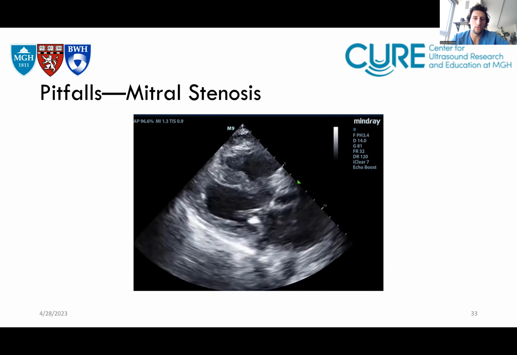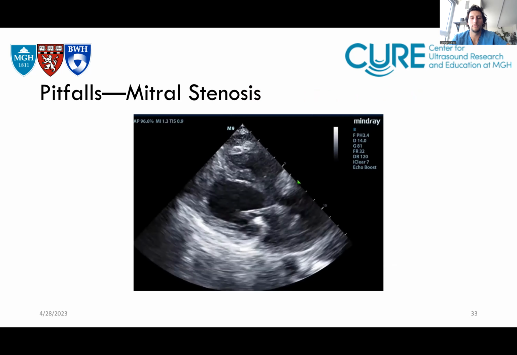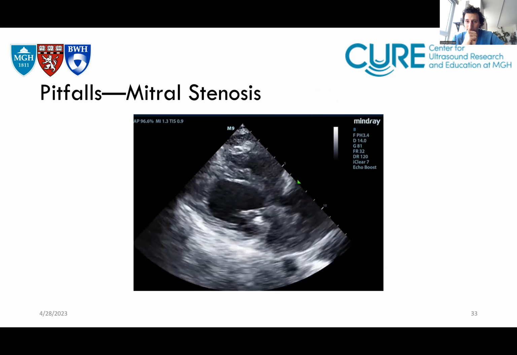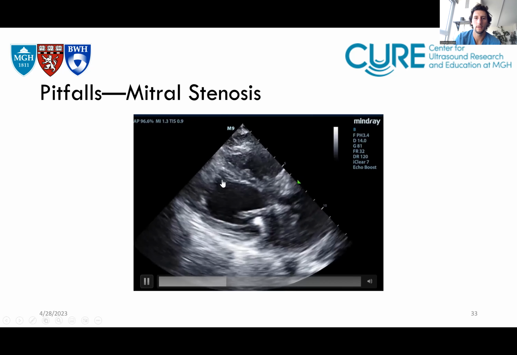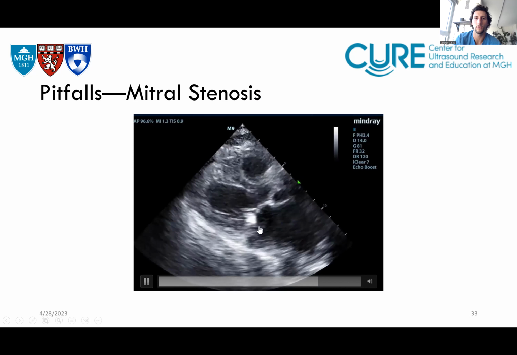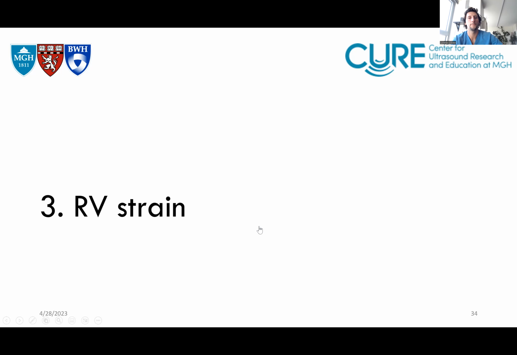One of the situations where you have to be a little bit careful about looking at that mitral valve is if the patient has mitral stenosis, then obviously the mitral valve leaflet is not going to be flapping against the septum as normally. Although in this case, the patient still has a pretty good EF. The heart is contracting okay. So just keep that in mind.